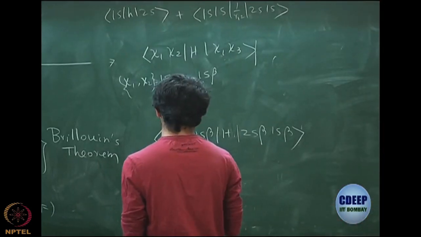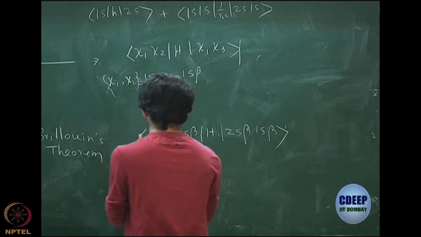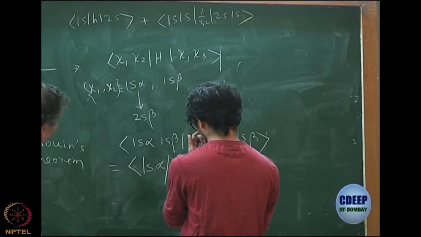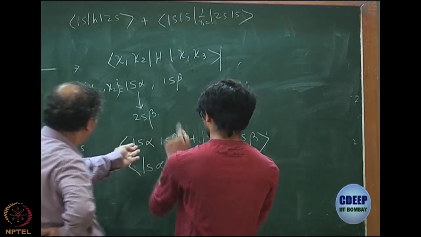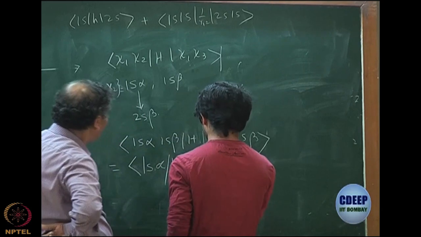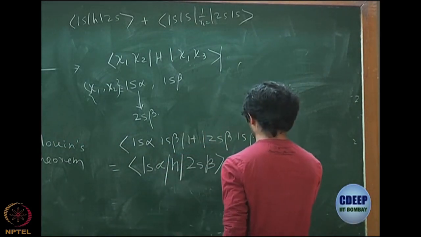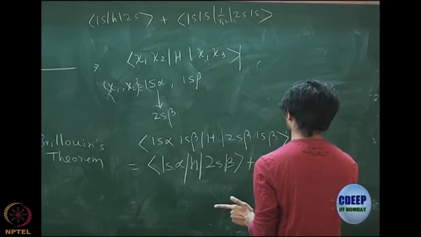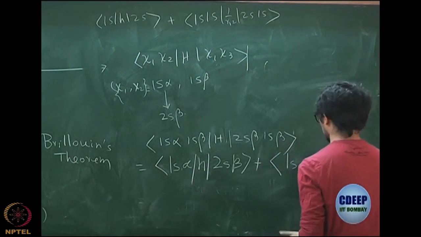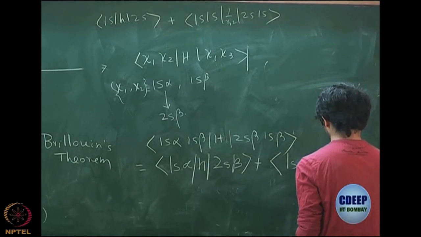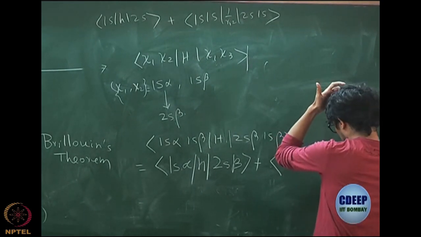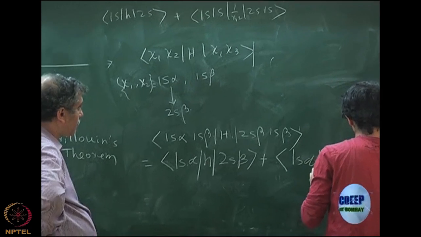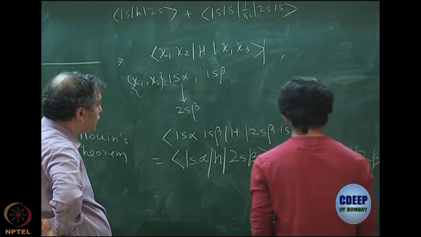Yeah, after the spin integration. Spin integration is very easy. Alpha h, just see here, even here you can make out, you don't have to know that, from the two determinants you can make out. 1s alpha, 1s beta, 2s beta, 1s beta.